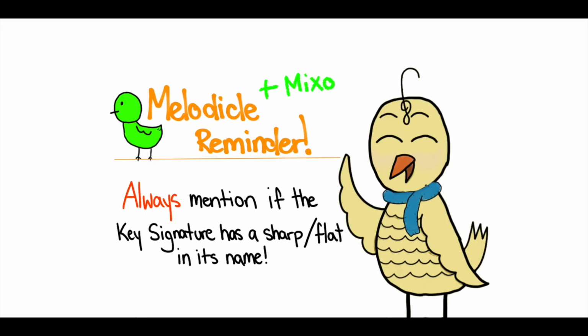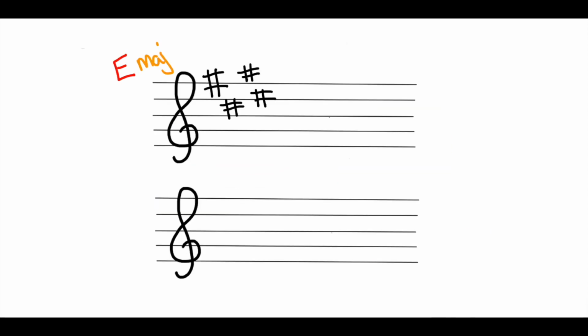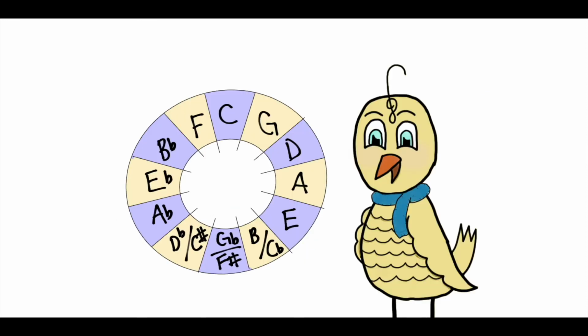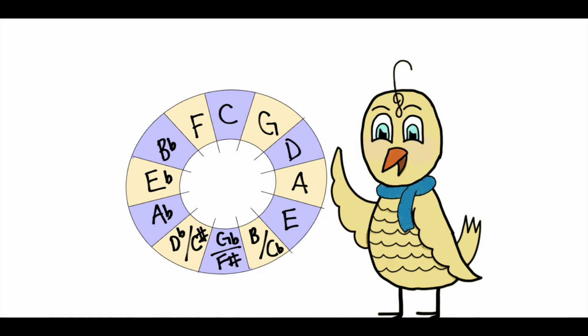When identifying key signatures, it's very important to mention if the key signature has a flat in its name. E major looks like this, while E flat major looks like this, so they both look and sound very different. This is what the whole circle of fifths chart would look like with all the key signatures. The circle of fifths is the most recommended way by musicians to learn your key signatures.